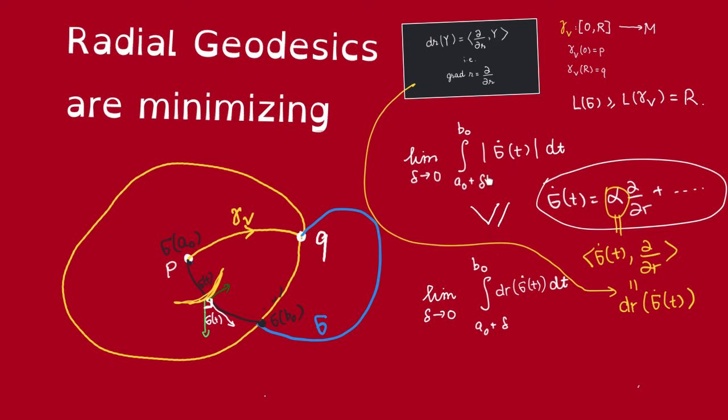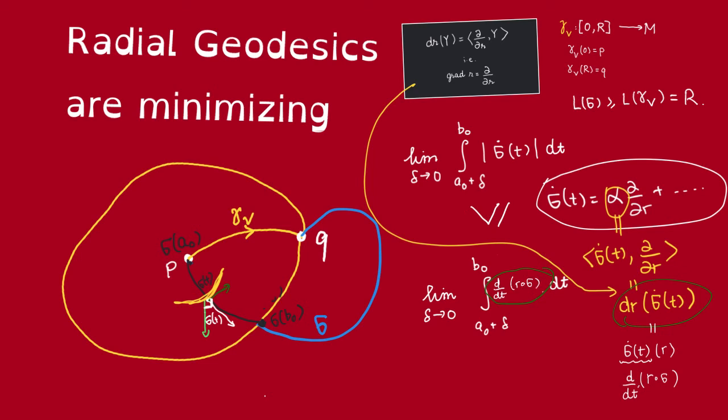This integral is just greater than or equal to the following integral, the integral of dr applied to this velocity vector field. Now, what is this equal to? By definition of the one-form dr, this is just equal to the value of this vector applied to this function r. But what is the definition of this velocity vector? It's just the pushforward of d/dt under the map sigma. So really this is just d/dt of r∘sigma. Thus, this is the integral of d/dt of r∘sigma.